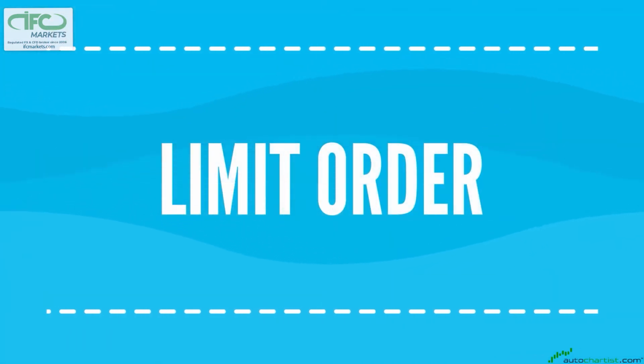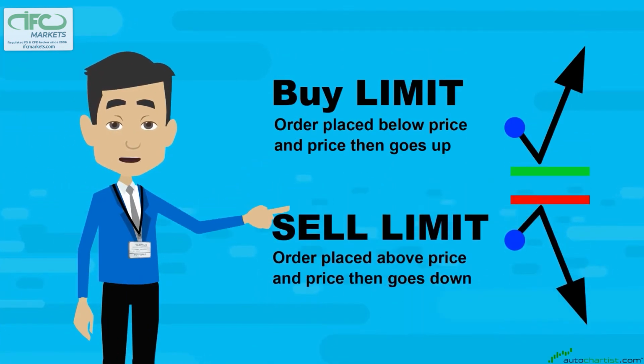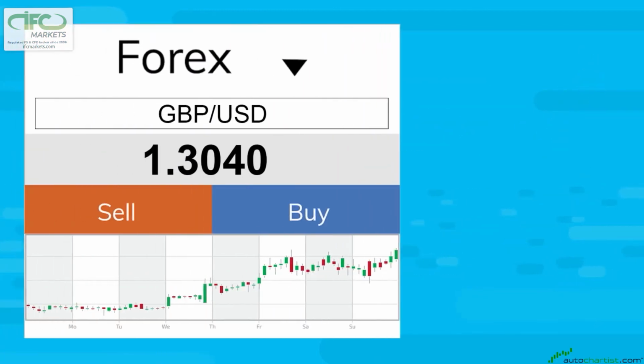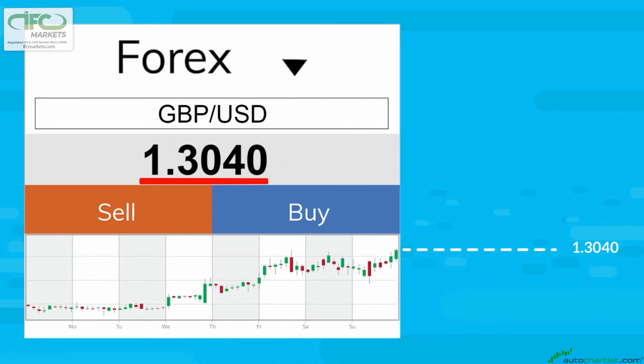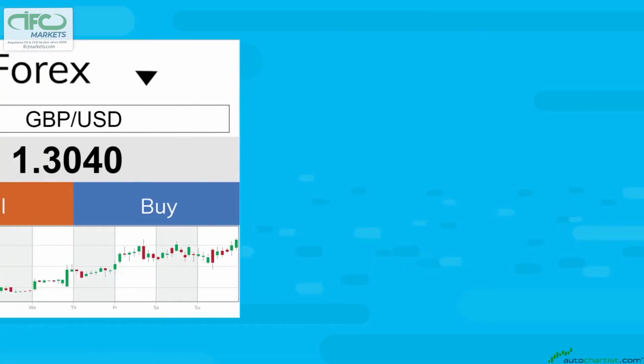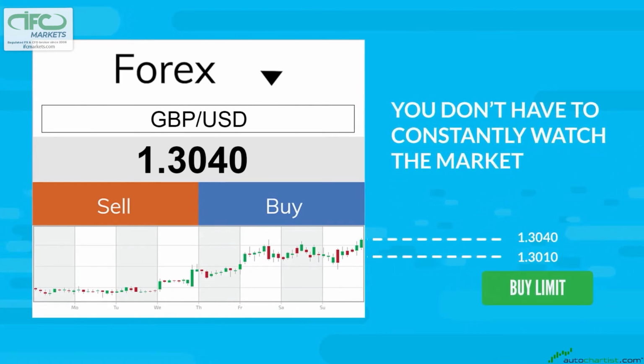Limit order. You will place a limit order to buy a currency below the market price or to sell a currency above the market price. An example of this will be GBP/USD is trading at 1.3040, and you want to go long if the price gets to 1.3010. You can either watch the market constantly and use a market buy order, or you can set a buy limit order at that price so that you don't have to constantly watch the market. In doing so, your order will be automatically carried out at the price you set.